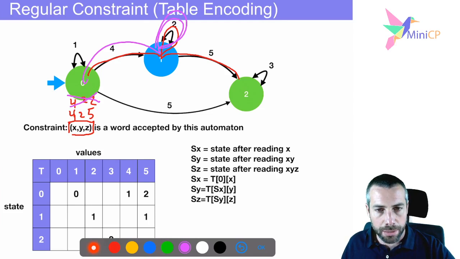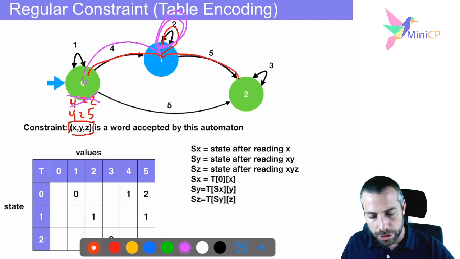And to do that, we can make use of element 2D constraint. And we can also introduce, for that, 3 new variables that represent the state in which you will be in the automaton just after having read the input X, the input Y, and the input Z. Okay, it's the state just after having read the input X, Y, Z in this case.